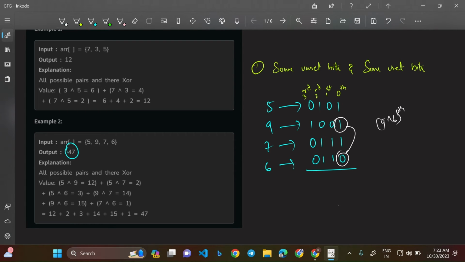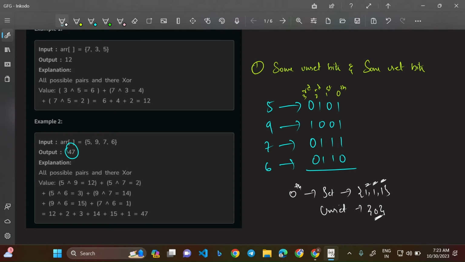All right. So what can we understand from this? Particularly at 0th position, how many set bits are there? 3. That is 1 1 1. And how many unset bits are there? Only 0. So each of these ones can club with this 0 for a result. How many pairs are possible? 3 set bits and 1 unset bit, so 3 into 1 is equal to 3. There are 3 pairs possible that could give me a result at 0th index.